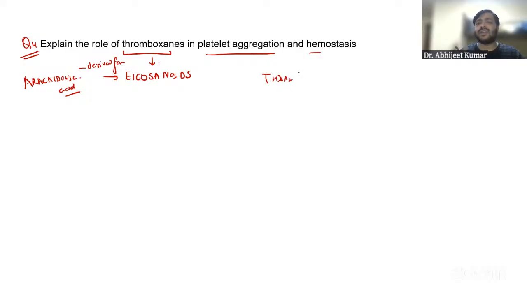We have arachidonic acid released from the membrane phospholipids, and on this arachidonic acid, the cyclooxygenase enzymes will act. They will convert it into prostaglandin H2, which is a precursor. It will get converted into thromboxane A2. Now, this thromboxane A2 is basically helping in platelet aggregation. We have already discussed this.